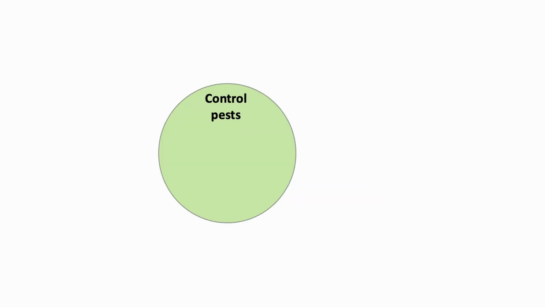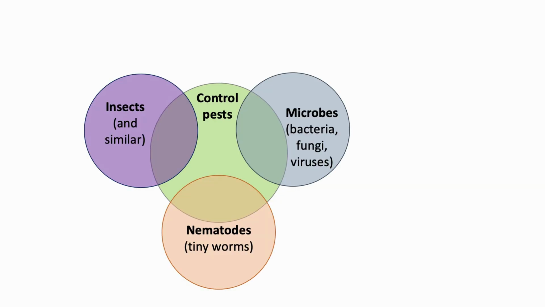We could think about this green circle in the middle of the slide representing every tool that can be used to control pests. Sometimes living things and their products control pests. These include insects and other arthropods like spiders and mites, which look like insects but aren't, nematodes, which are tiny worms, and microorganisms, or microbes, which include bacteria, fungi, and viruses.